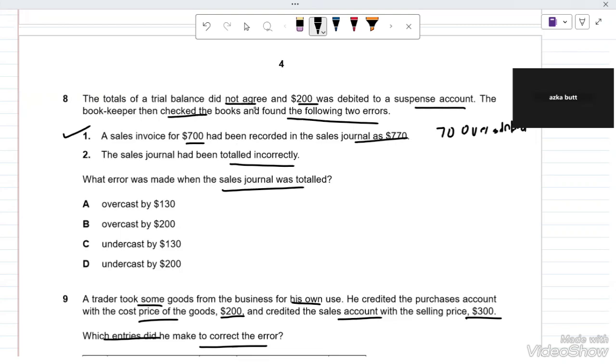As you can see, the total of the trial balance did not agree by $200, and it was debited to the suspense account. So what does it mean? It means that your credit side is heavier than your debit side by $200. So the sales journal was maybe totaled wrongly and it is overcast by 200. That's why there's a difference of $200 on the debit side. So B option seems to be the right option.